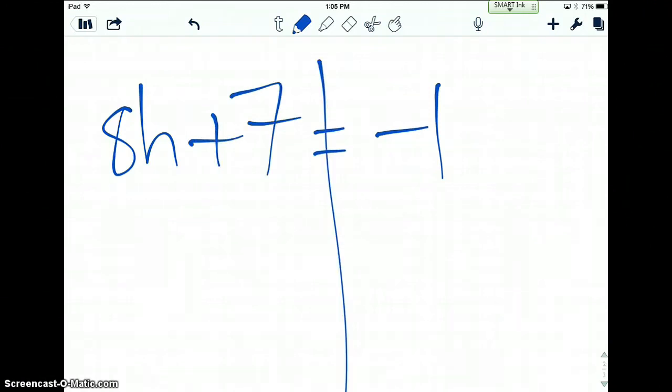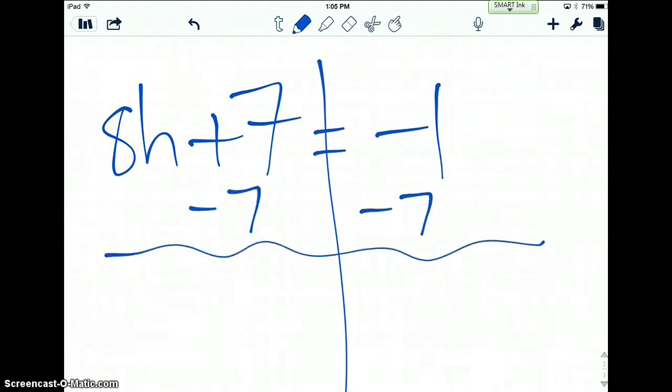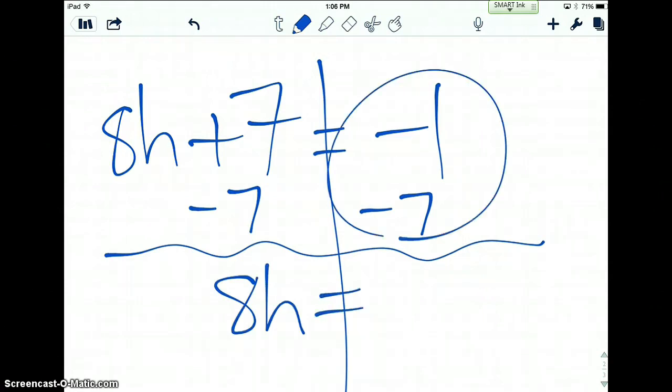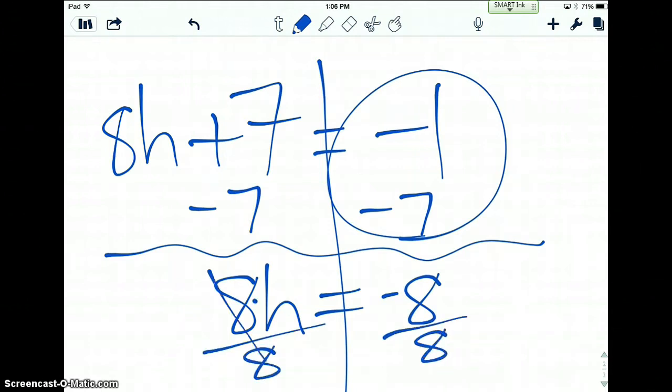Okay, so now from there, it's a two-step problem to solve. So I would get rid of the addition by 7 by subtracting 7. And now I'm at 8h equals negative 1 minus 7, which would be negative 8. And then to get rid of the multiplication by 8, I would divide by 8. And I am left with h equaling negative 1 again. So just to show you, no matter which way you bring those h's, you'll end up with the same answer.